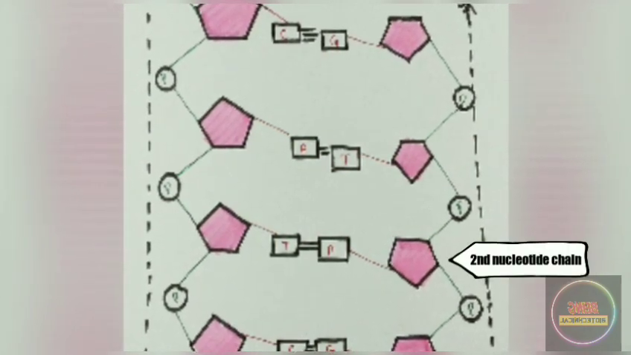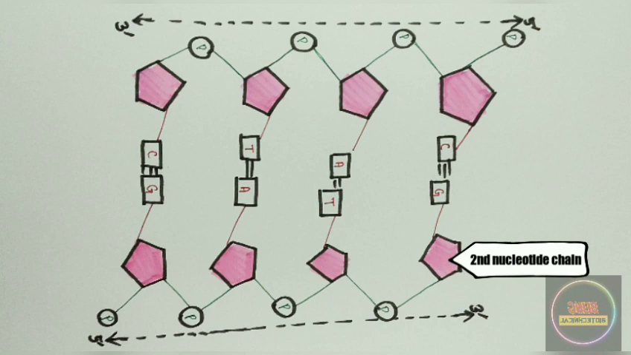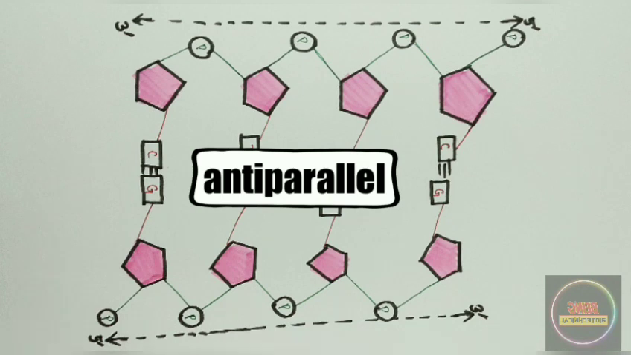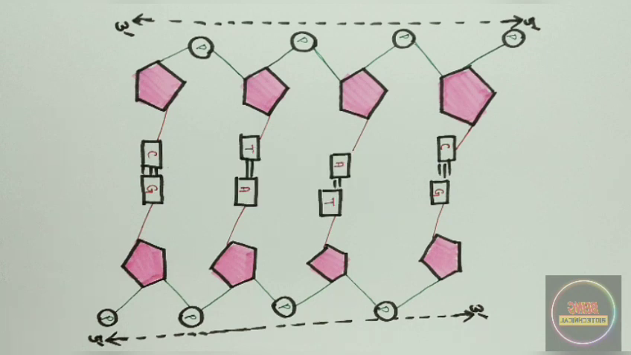Now, look at them carefully. This is one nucleotide chain arranged from 5' end to 3' end, and this is another polynucleotide chain arranged from 3' end to 5'. We may also say that these two chains are arranged anti-parallel to one another. So, the ones in green color are the phosphate groups and those in red color are the nitrogenous bases.